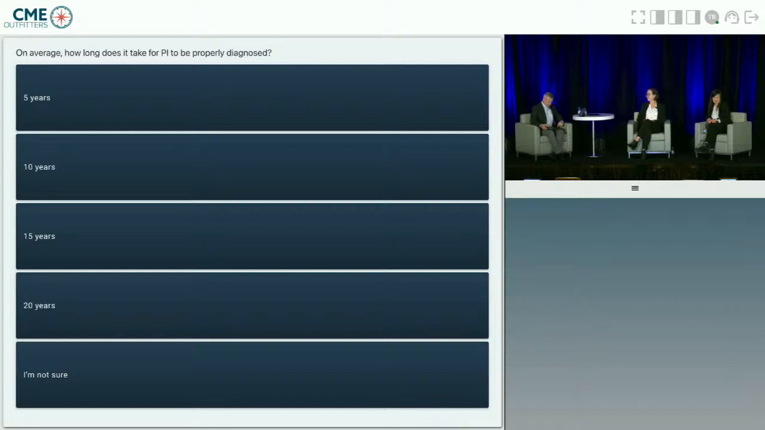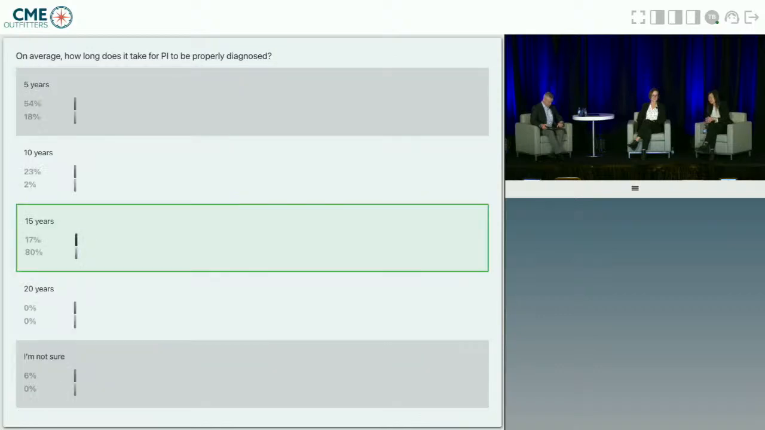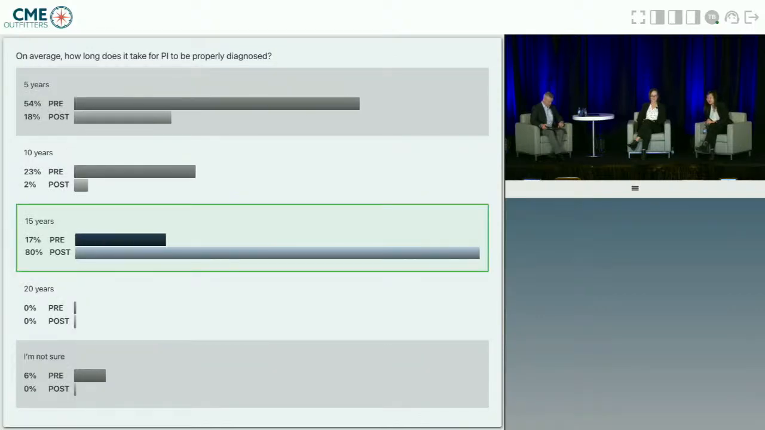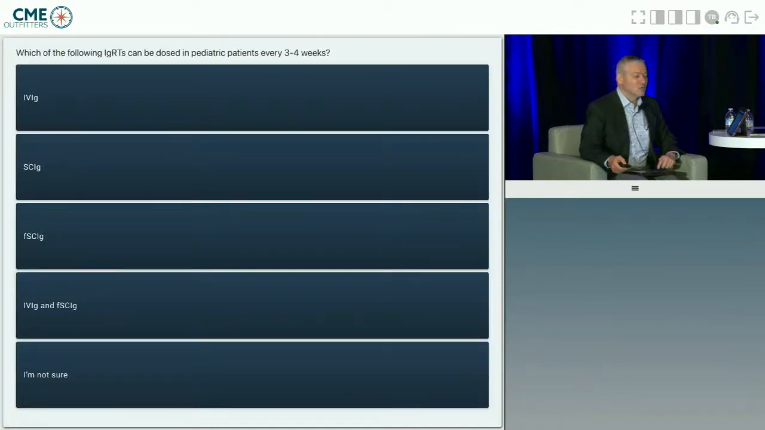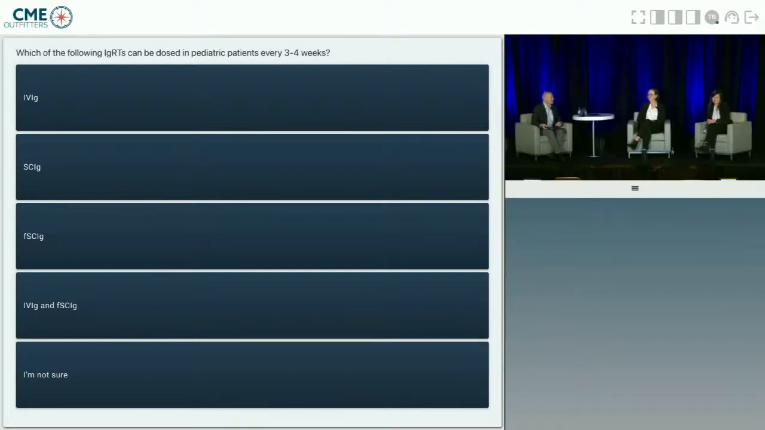Too long. Great. Okay, post-test, much better. And then finally, next question. Which of the following immunoglobulin replacement therapies can be dosed in pediatric patients every 3 to 4 weeks? IVIG, sub-QIG, facilitated sub-QIG, or both intravenous and facilitated sub-QIG? Or I wasn't paying attention, and I'm not sure.